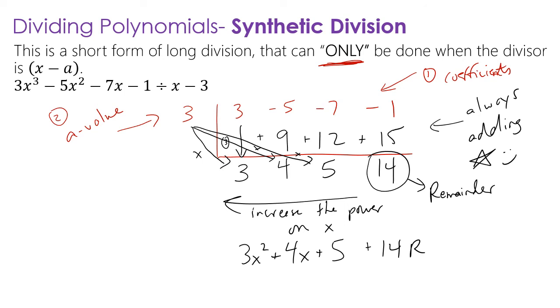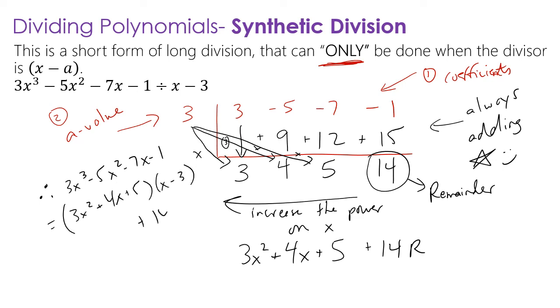So there is our division done. And if you don't believe me, then try this long division and you should get the exact same answer. So therefore, 3x cubed minus 5x squared minus 7x minus 1 equals 3x squared plus 4x plus 5 times x minus 3 plus 14.